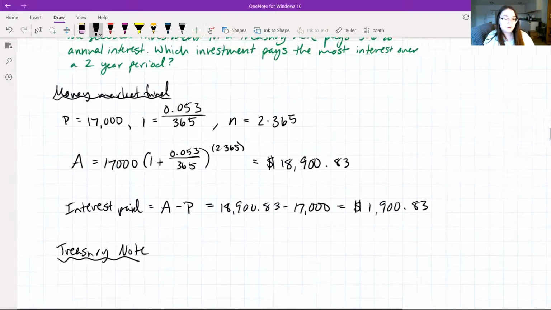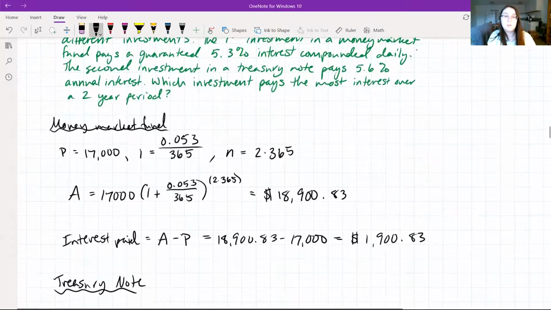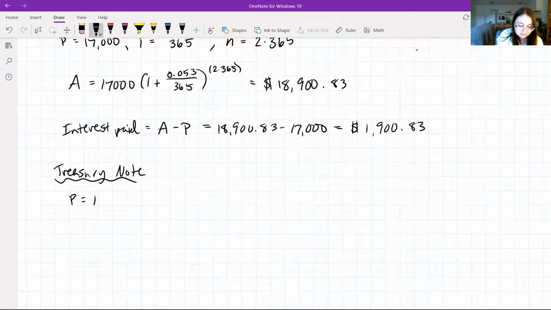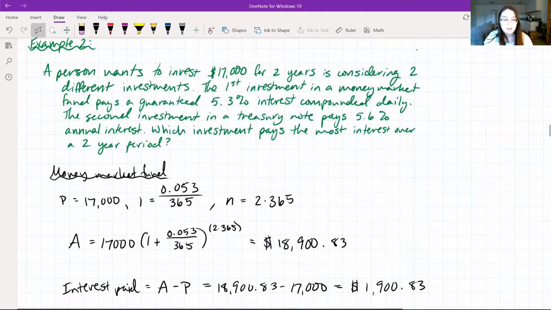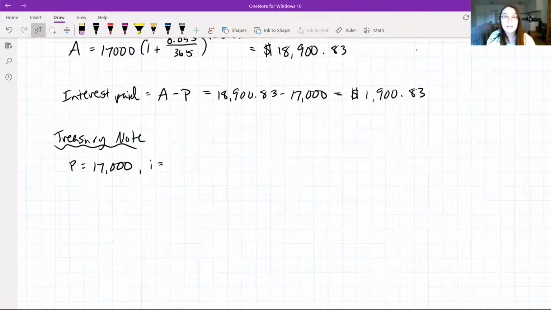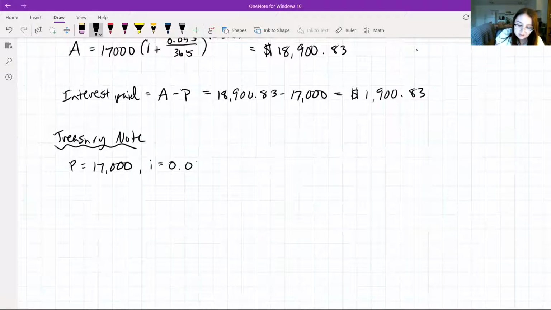All right, so we have our treasury note. We know that we have the same value of P. It's still going to be 17,000. But our interest rate, in this case, is 5.6%, but it's being compounded annually. So technically we would say 0.056 divided by 1, but since we know that's just 0.056, we'll just write that. And our value of n, since we know it's 2 years and this is being compounded annually, our n will just equal 2.